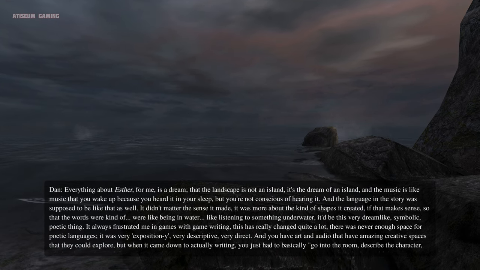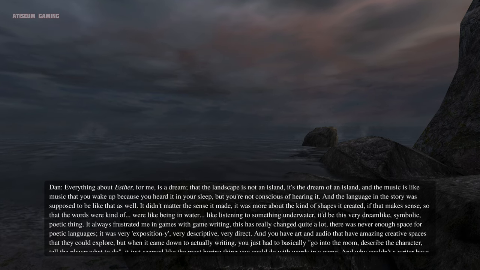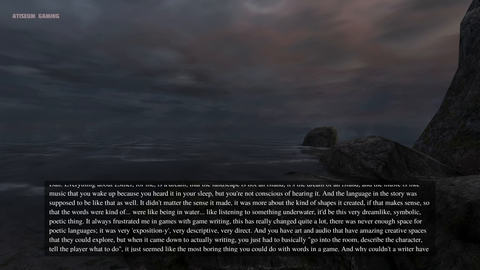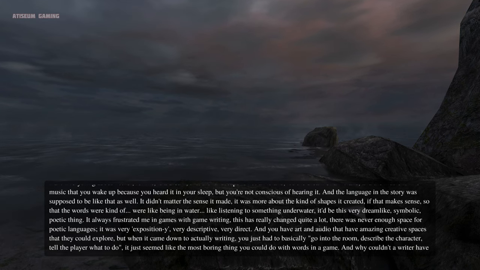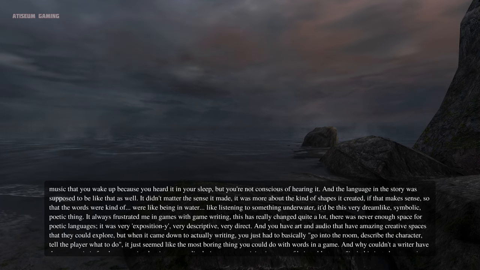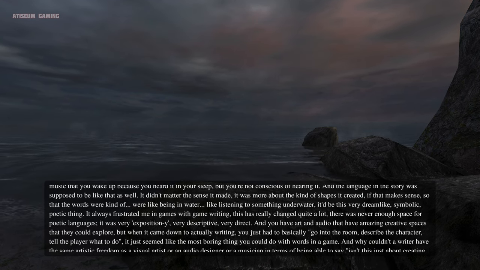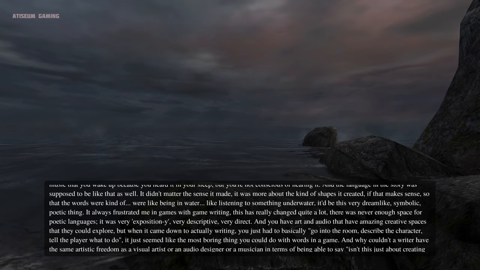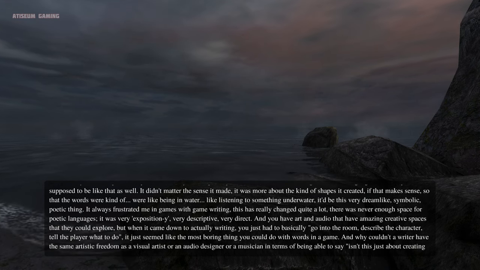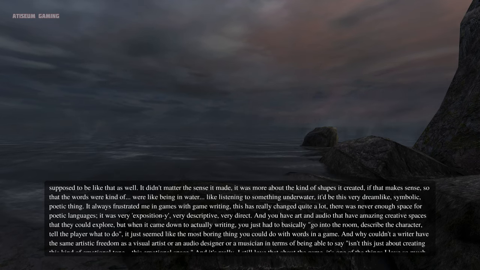Everything about Esther, for me, is a dream. The landscape is not an island, it's the dream of an island. The music is like music that you wake up because you've heard in your sleep, but you're not conscious of hearing it. And the language and the story was supposed to be like that as well. It didn't matter the sense it made, it was more about the shapes it created, if that makes sense. So the words were like being in water, like listening to something underwater, this very dreamlike, symbolic, poetic thing.